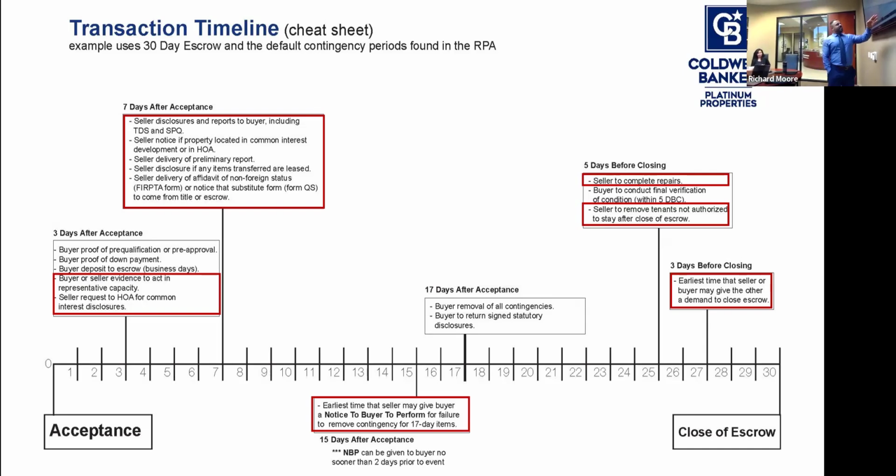So let's say buyers remove contingencies on the 17th day, 18th day, whatever. They remove contingencies. Now the transaction moves on. And then we get to 5 days prior to closing. In this example, this is a 30-day escrow. So on day 25, any repairs that the seller agreed to make must be completed, because the buyer is going to do their final walkthrough. And the final walkthrough is just making sure that the property's in the condition you agreed to, right?